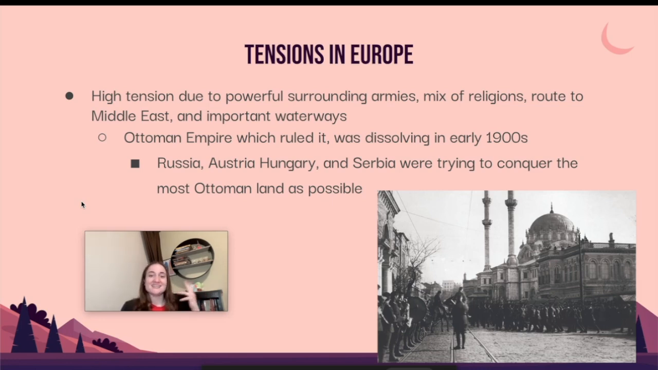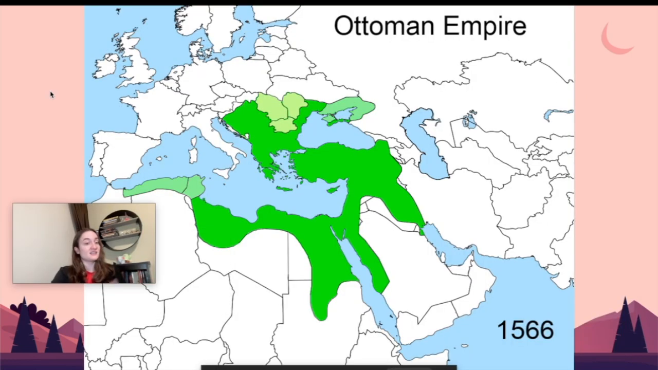Russia, Austria-Hungary, and Serbia all saw that the Ottoman Empire was getting weaker, and they wanted to jump in and grab as much of the Ottoman land as possible. So like I said before, the Ottoman Empire is this giant empire. As you can see here, it goes from North Africa through the Middle East all the way up into Europe.